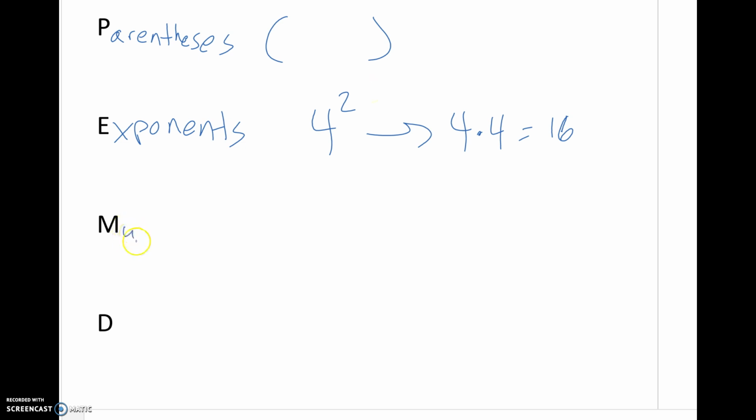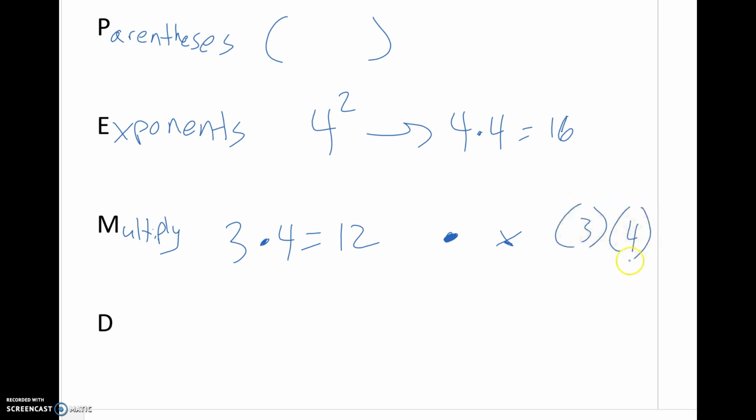Next, our M is multiply. Basic stuff here. 3 times 4 equals 12. Okay. You might see a multiply like a dot, or an X multiplication sign. Or, let's say we're multiplying 3 times 4. You might see this, a parentheses. If you have parentheses right next to each other, that also means multiply. So in case you see that, you know what that means.